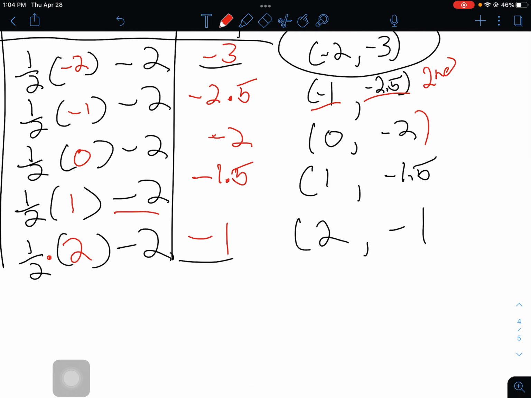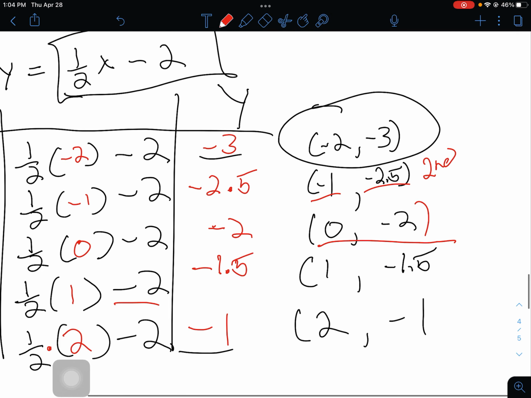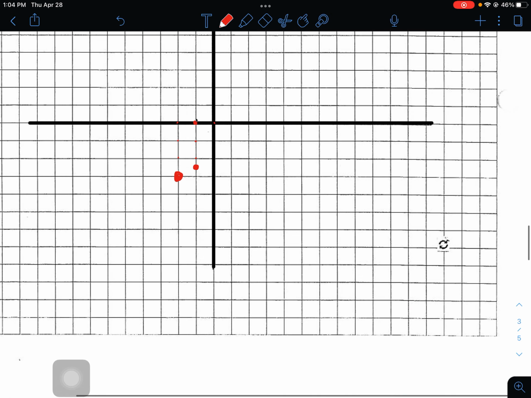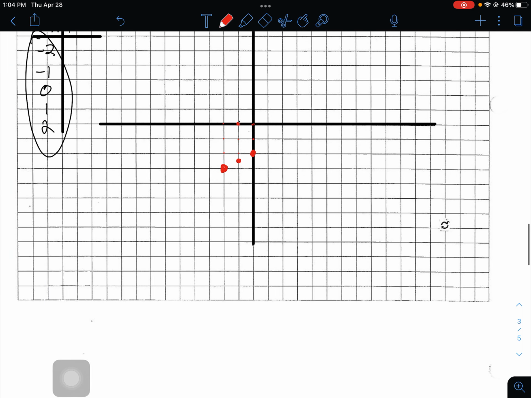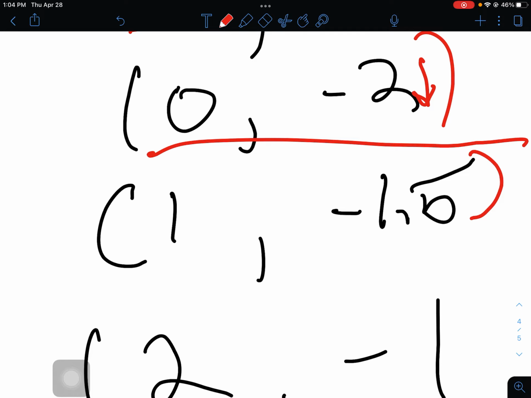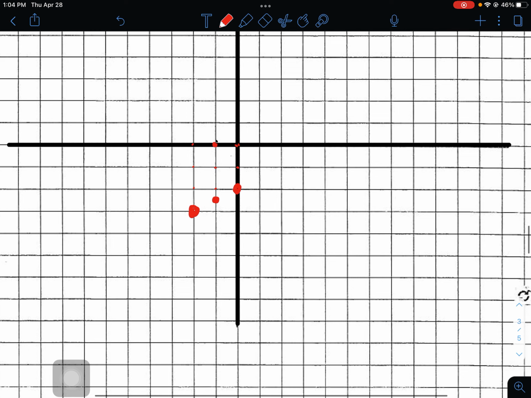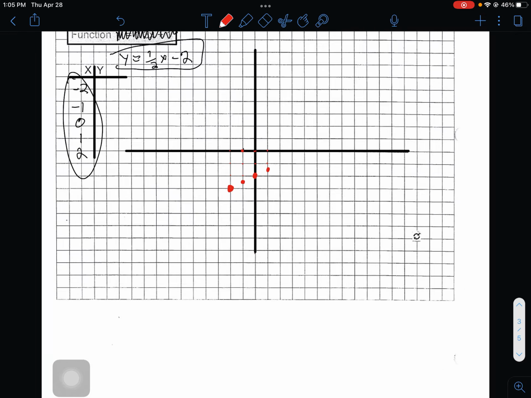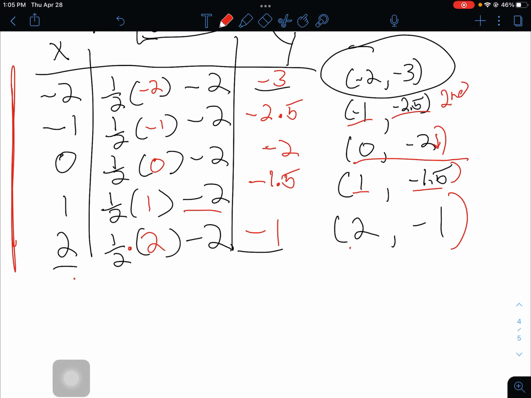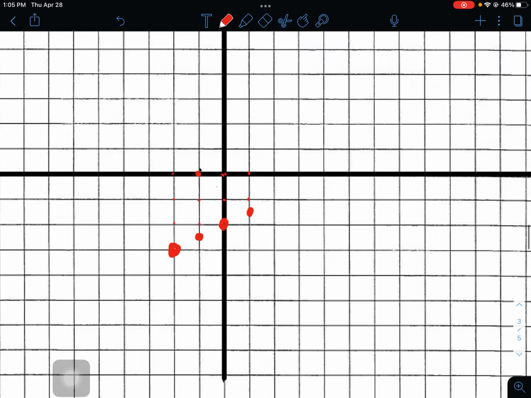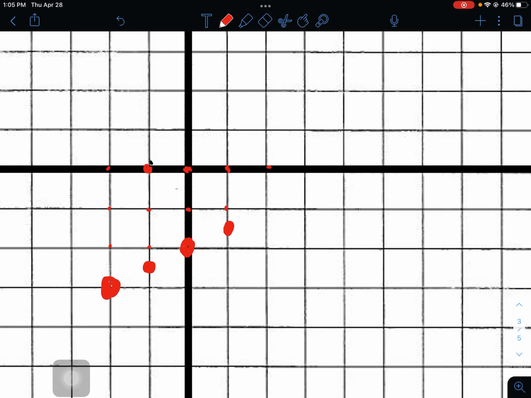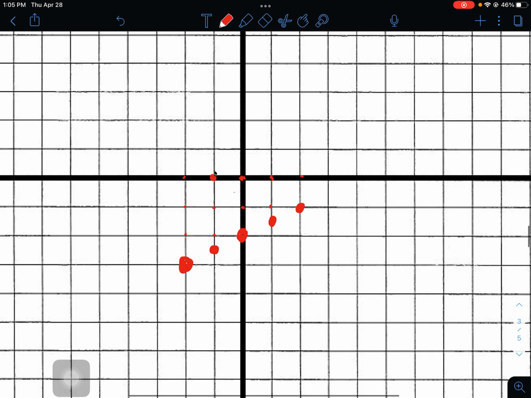My third point, I'm left and right 0. I'm down 2, so I'm staying right in the middle. I'm going 1, 2, down. My fourth point, I am right 1, down 1.5. And you can already see the line starting to form. And then the last one, I'm right 2, down 1. I got a nice little line going there.